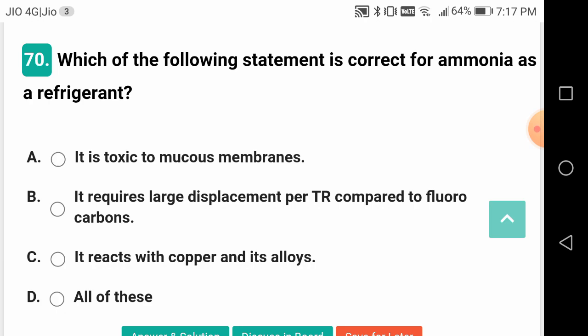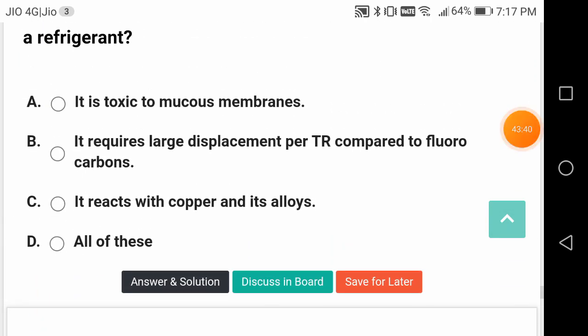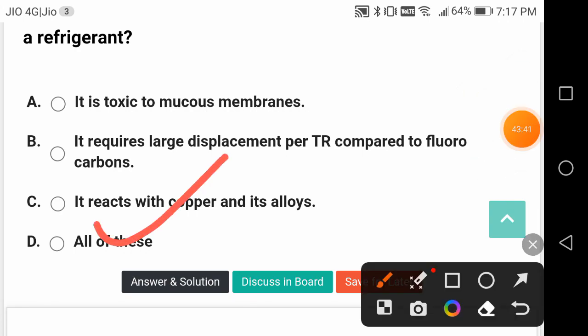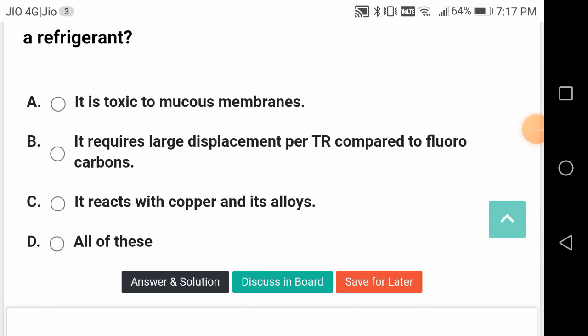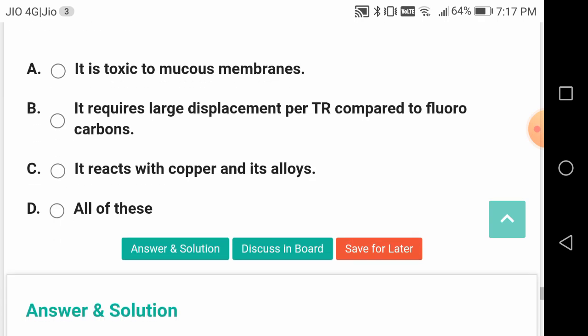Which of the following statements is correct for ammonia as a refrigerant? All of these are correct answers as far as ammonia is concerned. Toxic to mucous membranes, very dangerous, requires large displacement per ton compared to fluorocarbons. That means we need more power. It reacts with copper and its alloys. All of these.